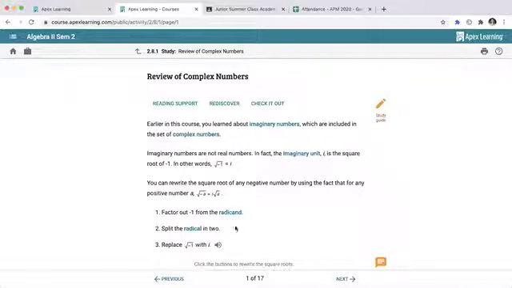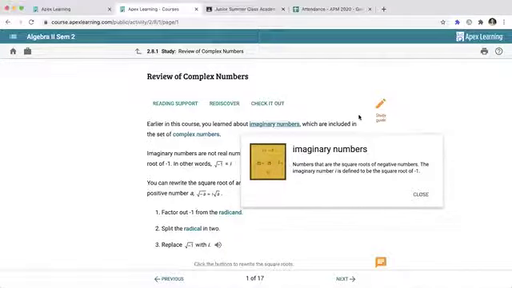So if we get on into it here, earlier in the course, we learned about imaginary numbers. If I click on the definition for imaginary numbers, just to remind us, they are numbers where the square roots are negative numbers. The imaginary number i is defined to be the square root of -1. So if we look at this example, if I have the square root of -25, it's like saying the square root of 25 multiplied by the square root of -1.